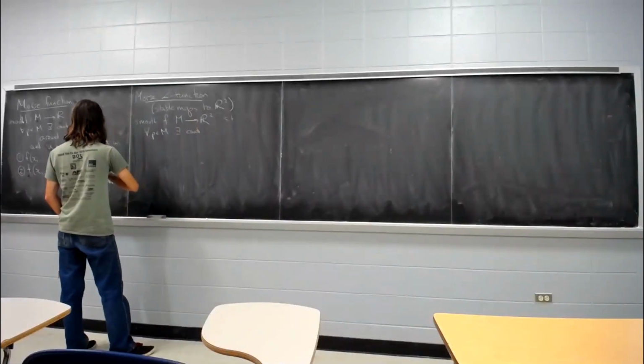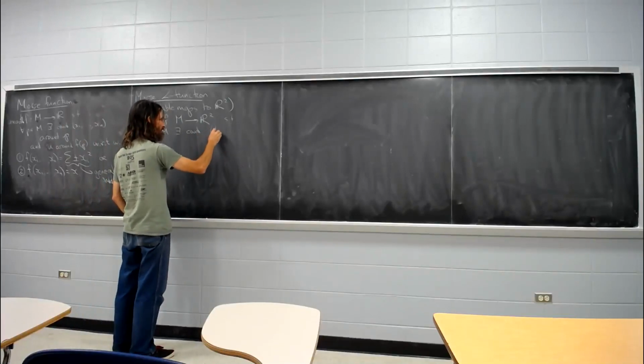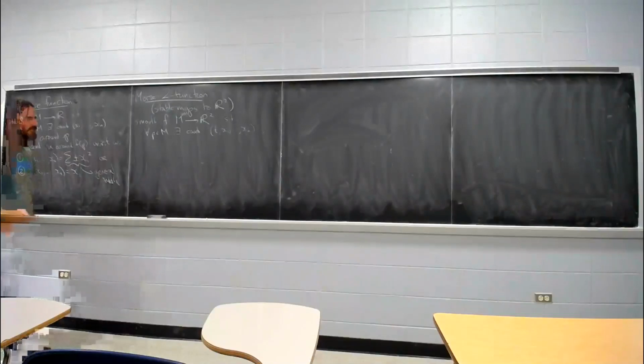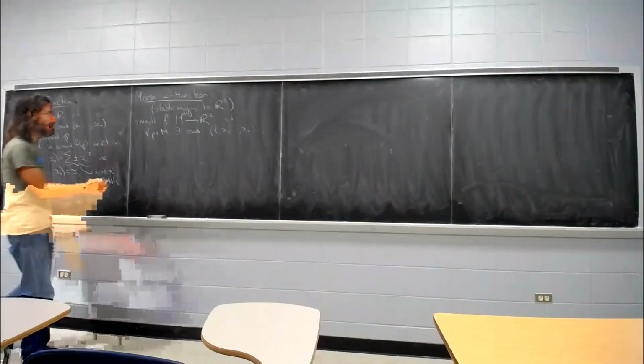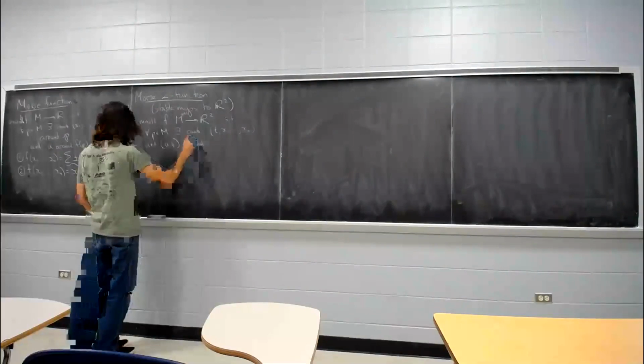Now I'm going to label my coordinates in a slightly strange way: t, x1, through xn. And so really this is an n plus 1 dimensional manifold. I could call them x0, but I want to emphasize something. And coordinates around P.